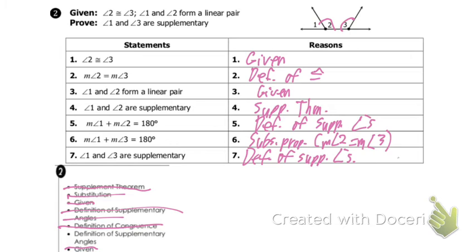Now, if we had just looked at this picture originally, could we have necessarily known right away that 1 and 3 would be supplementary? Maybe not. But we were able to go through systematically and say, well, based on this given information, we can get there. We can prove this to be true. So now we know it's true.